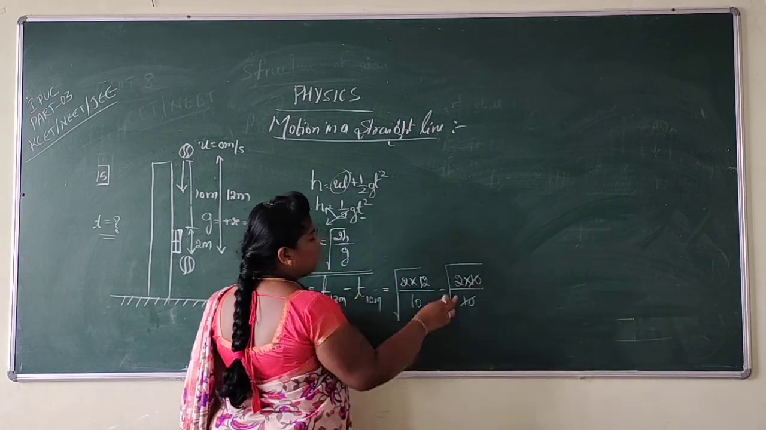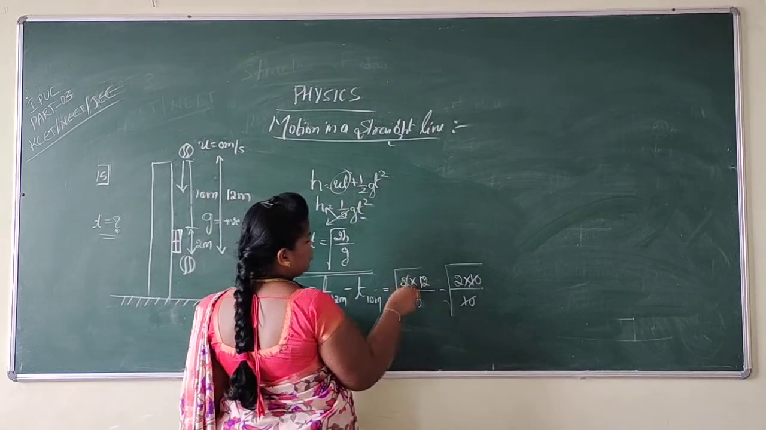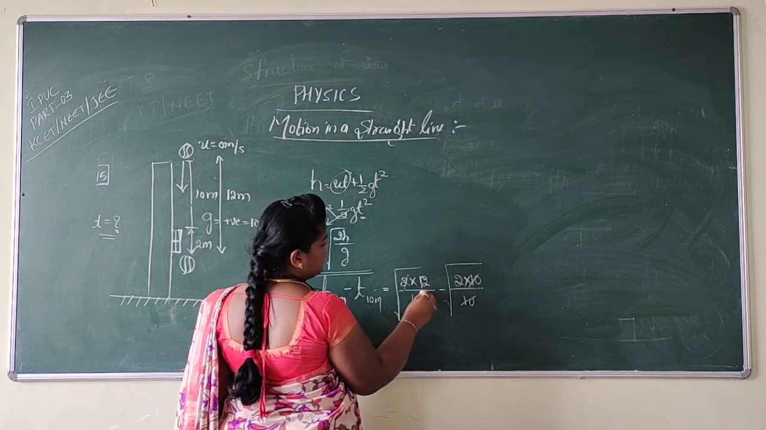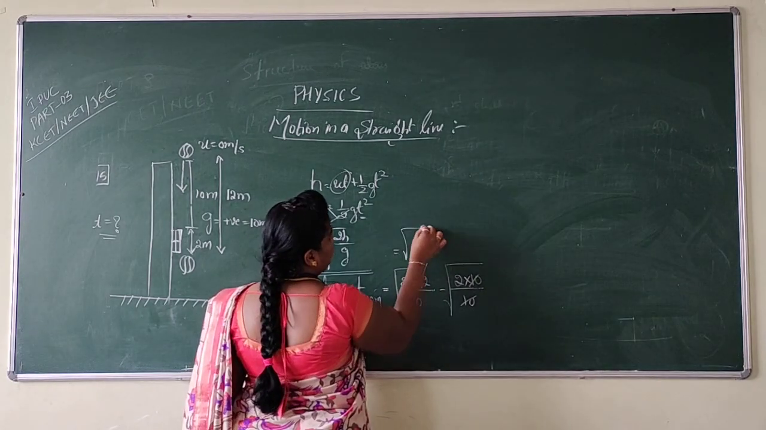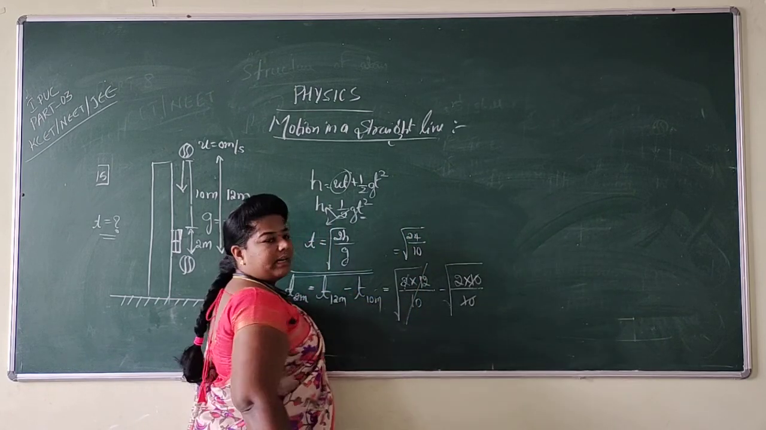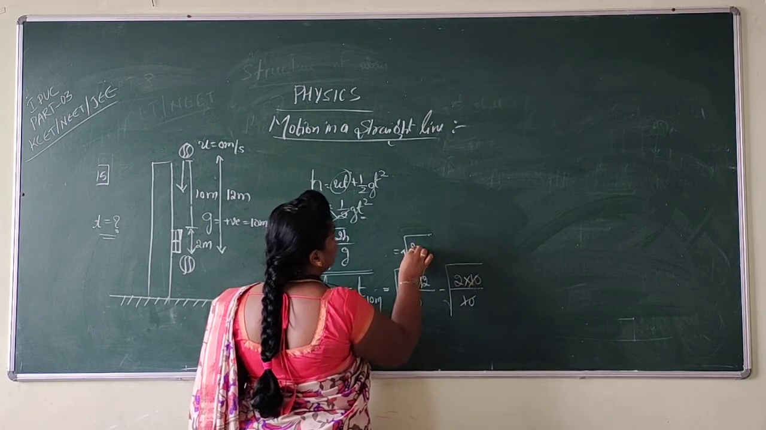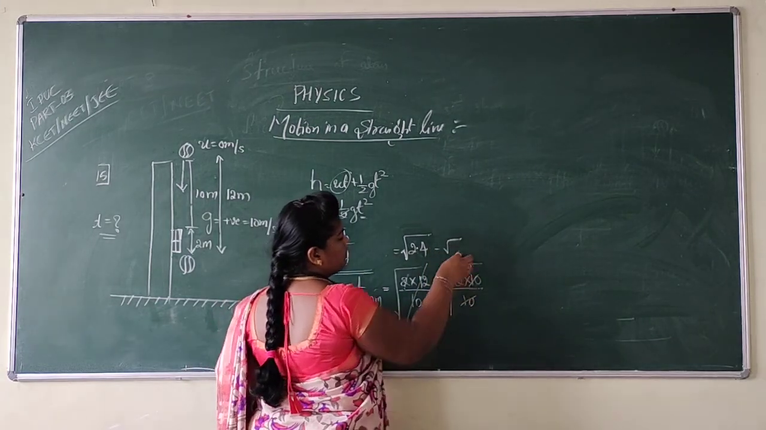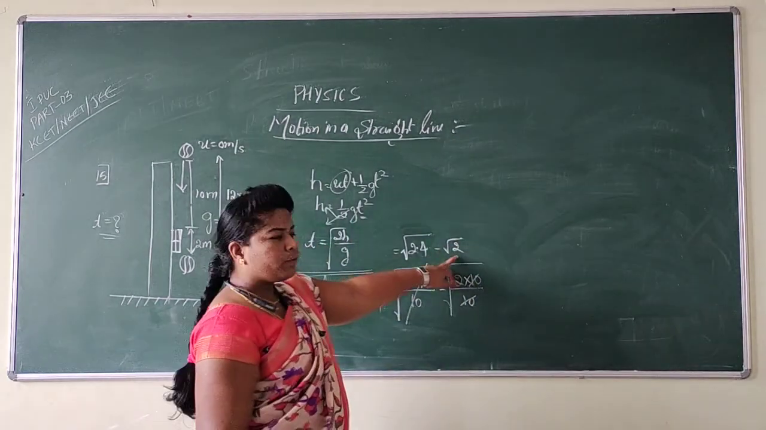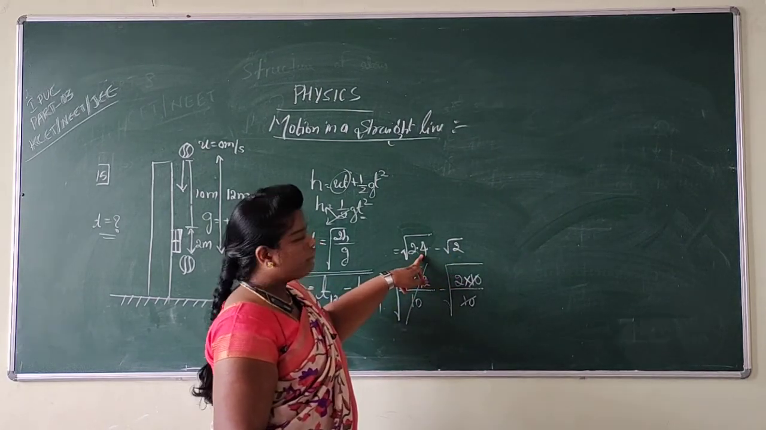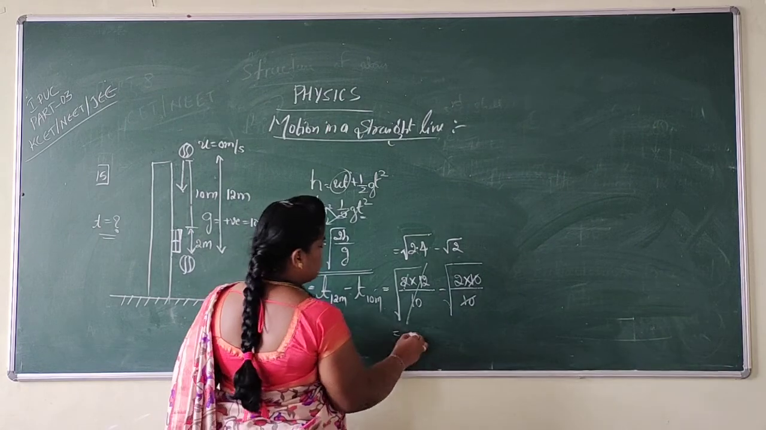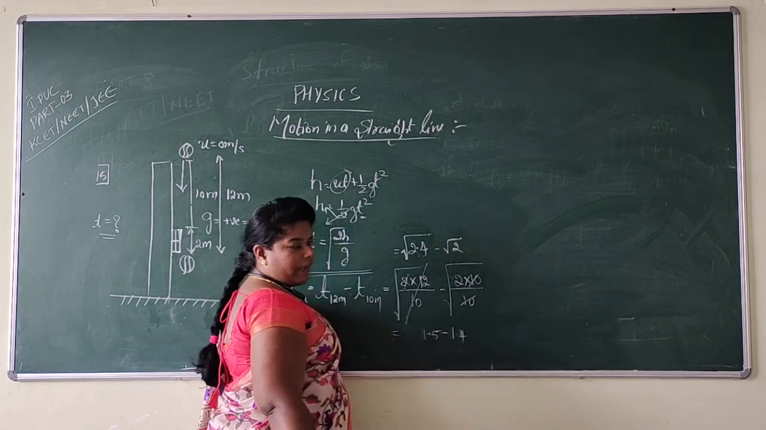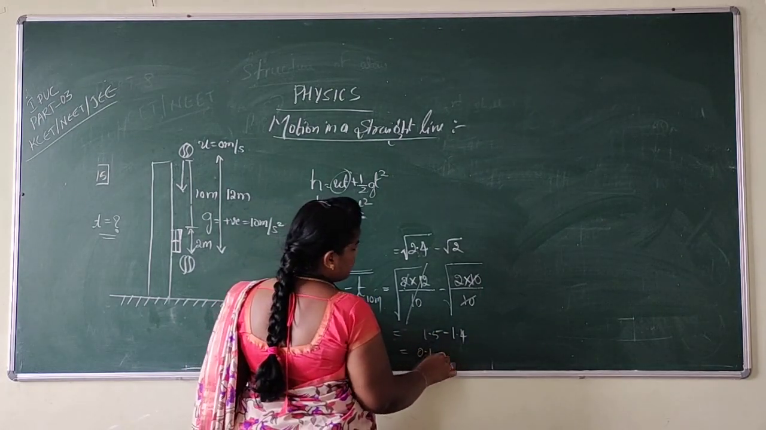So here 10 cancels, remaining is 2. Now here it is 2, 12 2s are 24, by 10. So square root of 24 by 10, which we can write as square root of 2.4, minus square root of 2. Square root of 2 is 1.414, so I write 1.4. And square root of 2.4 will be more than that, so it becomes about 1.5. So 1.5 minus 1.4 is 0.1 second.